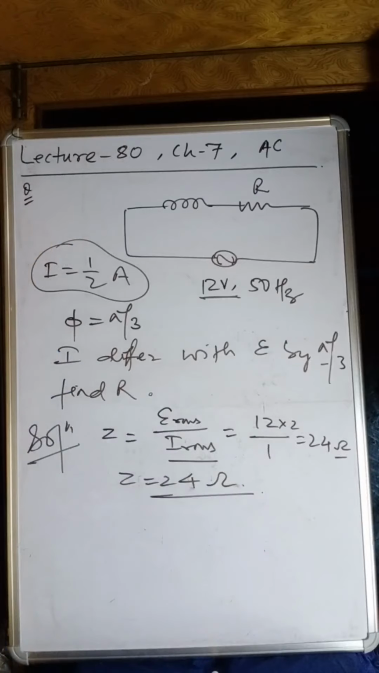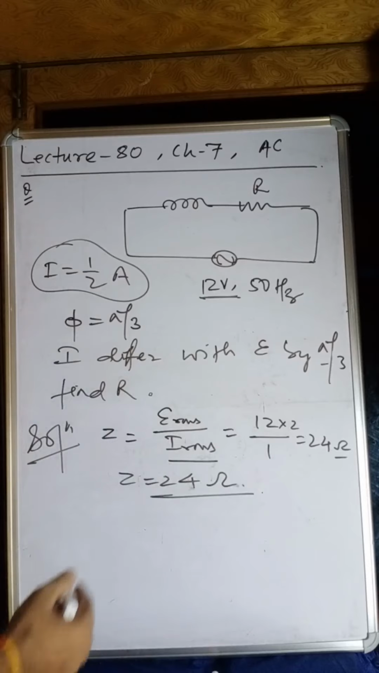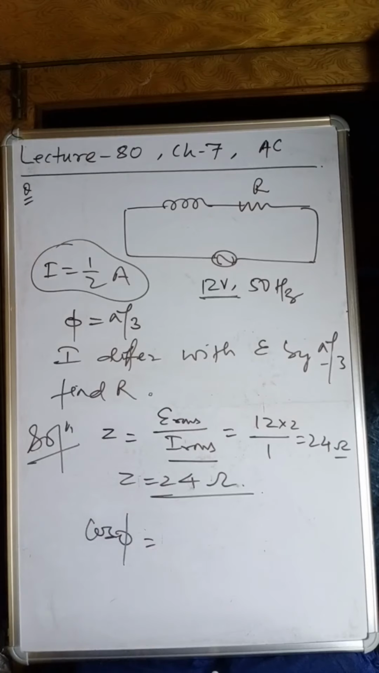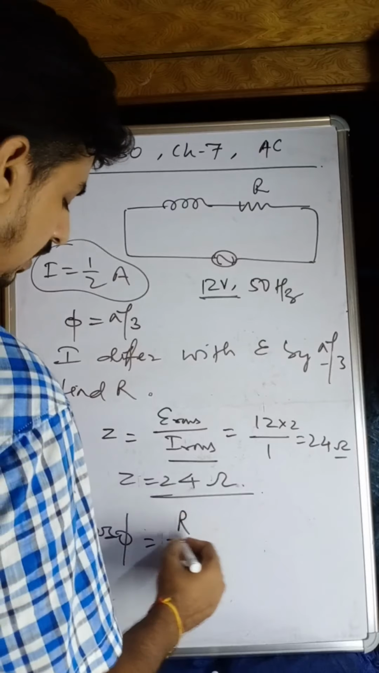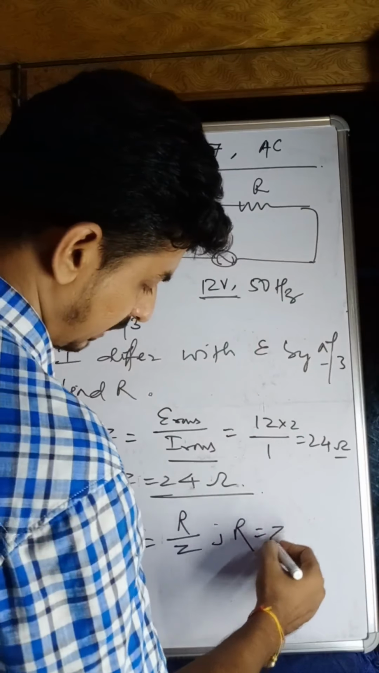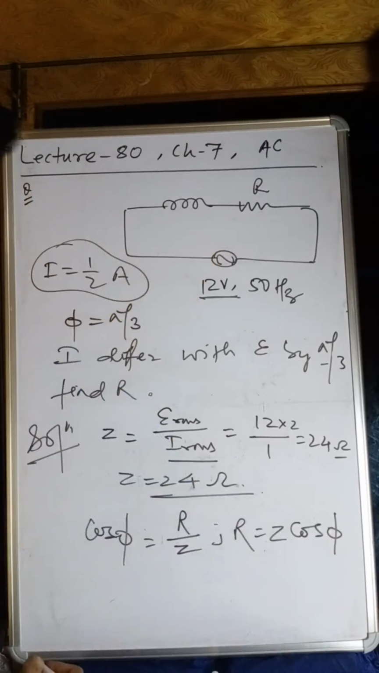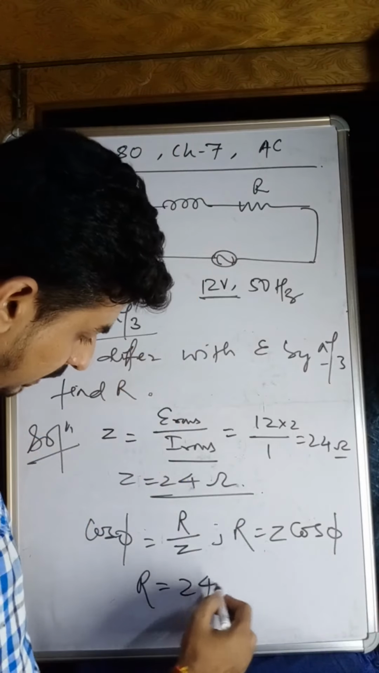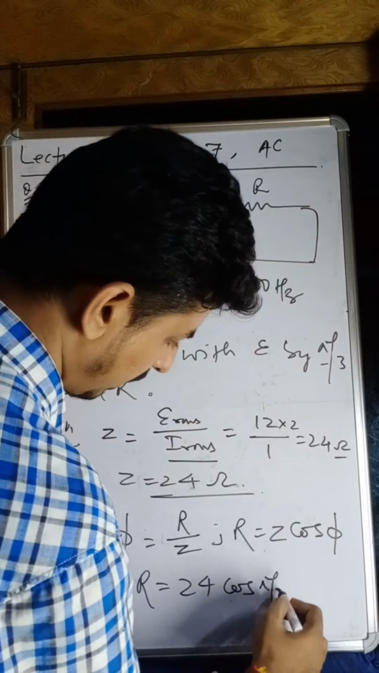Now, my dear students, after this particular hint, if you can solve this question, try to solve. Now, look here. Once we got the impedance, we know that the power factor that we have studied for this circuit is R by Z. So we have to find R. R can be written as Z cos phi. We have the value of phi, it is pi by 3. So R can be written as 24 cos pi by 3.